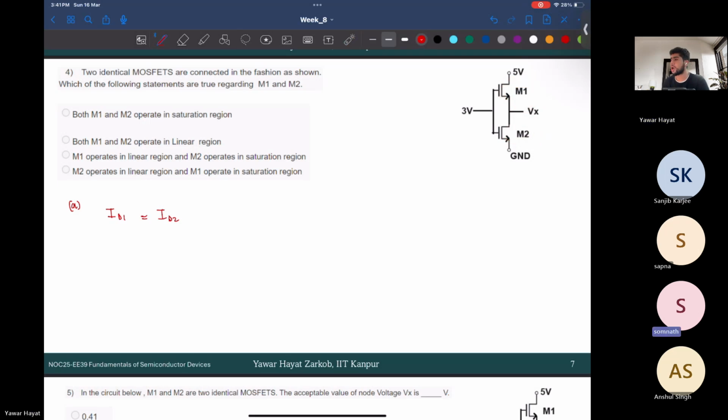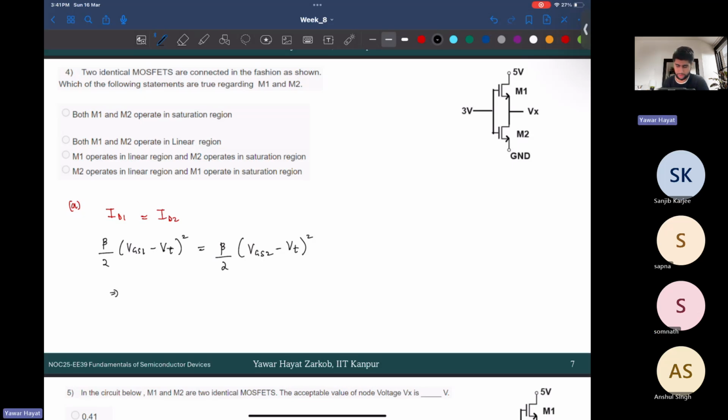And then they both are in saturation. So I'll write what? It would be some factor, mu Cox W by L by 2. I'm clubbing that as beta. So beta by 2 times (VGS1 minus Vt) whole square, that is equal to beta by 2 times (VGS2 minus Vt) whole square.